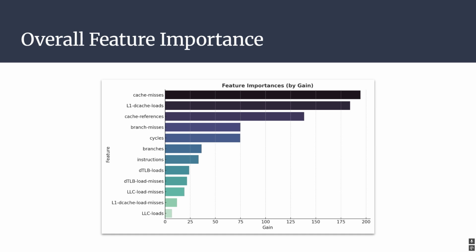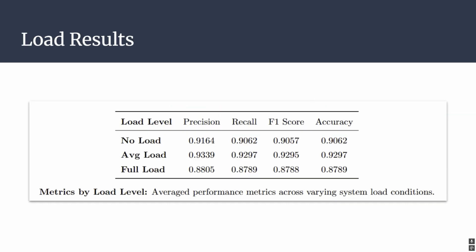Features like instructions, DTLB loads, and LLC load misses show moderate importance, while the deeper features like L1 Dcache load misses and LLC loads carry lower weight overall. These rankings confirm that cache-related events are the primary detection signals, and the model learns to isolate them even among noisier counters. Now let's analyze our model under different system load conditions.